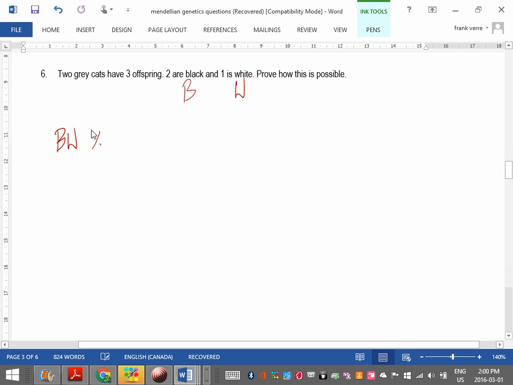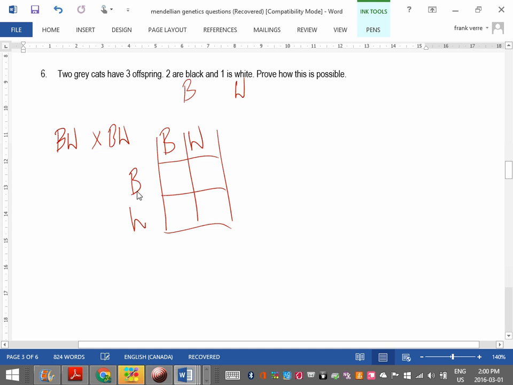So if I have 2 gray cats, it would be BW cross BW. So that would be B or W for one parent, B or W for the other. So that gives us black, that gives us gray, that gives us gray, and that gives us white. And the question is, 2 gray cats have 3 offspring, 2 are black. How come I didn't get any gray cats?